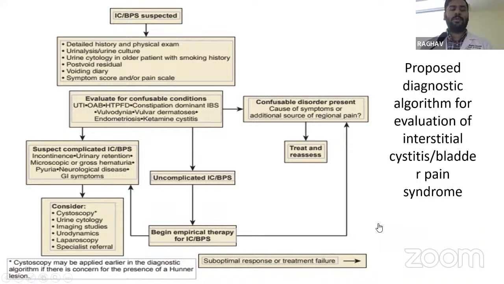We then evaluate for confusable conditions such as UTI, overactive bladder, high tone pelvic floor dysfunction, constipation dominant IBS, vulvodynia, vulvodermatosis, endometriosis, ketamine cystitis. Once we suspect complicated IC/BPS, which has incontinence, retention, microscopic or gross hematuria, pyuria, or neurological disease, then we consider cystoscopy, cytology, imaging studies, UDS, laparoscopy, and a specialist referral. Or if a confusable disorder is present, then we reassess and treat all those disorders. Uncomplicated IC/BPS, we can straight away start with the beginning empirical therapy.